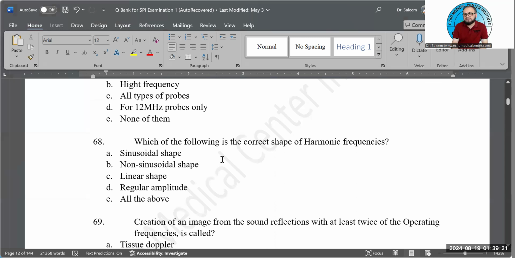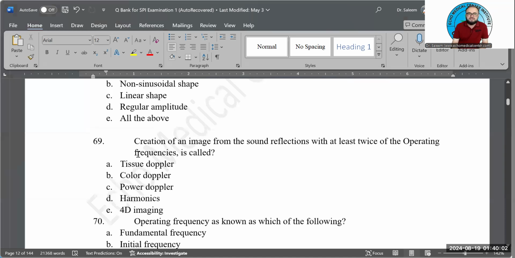Which of the following is the correct shape of harmonic frequencies? What shape does the harmonic frequency have? Is it a sinusoidal shape, non-sinusoidal shape, a linear shape, a regular amplitude, or all of the above? You're right, it's a non-sinusoidal shape. It means the compression portion comes earlier, it comes faster compared to the rarefaction area below the baseline. So the part above the baseline reaches earlier, that becomes faster. Good job. Okay, next question.